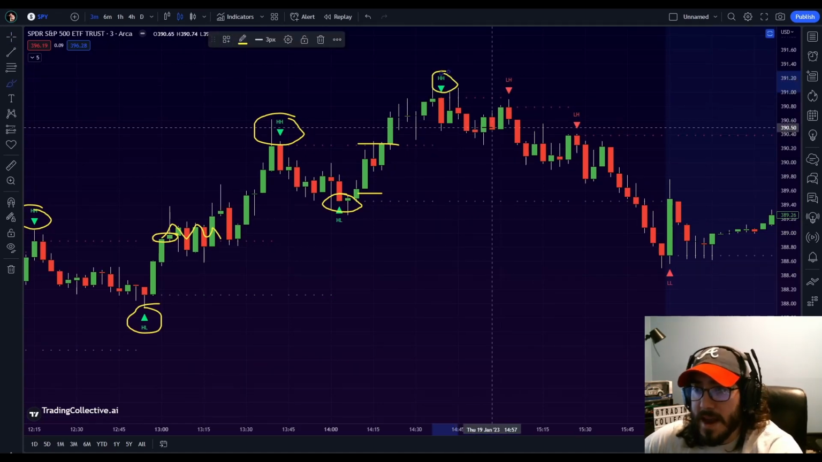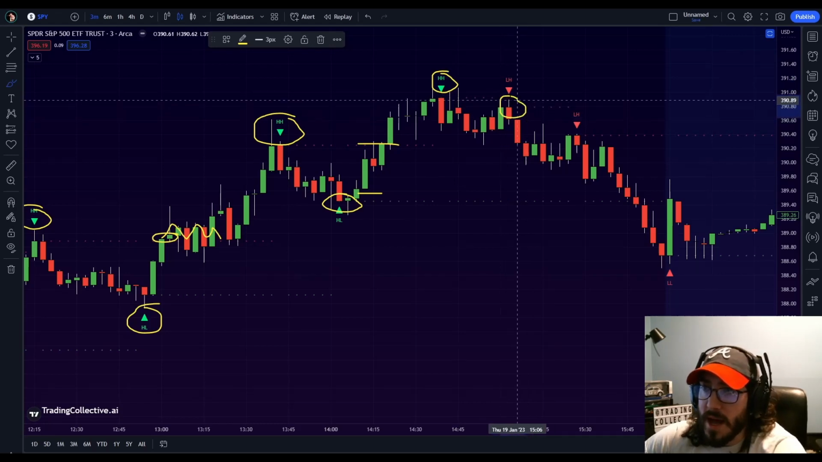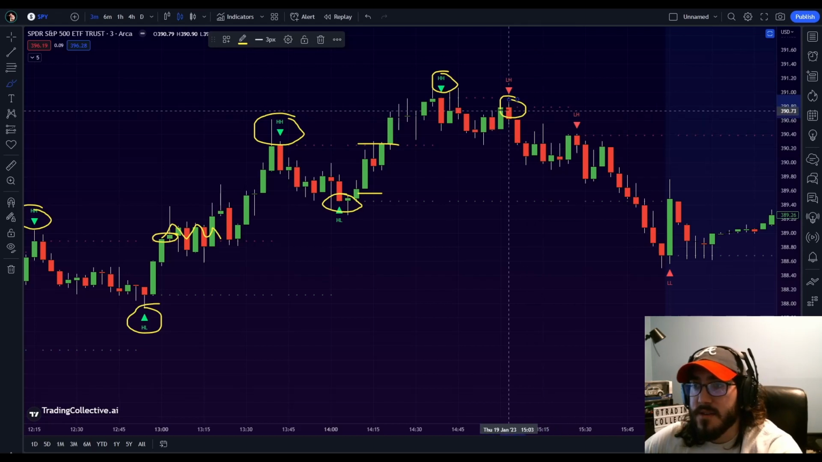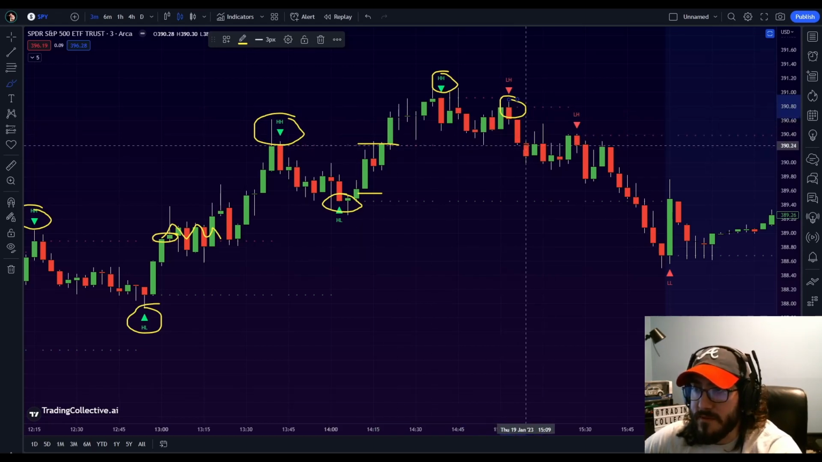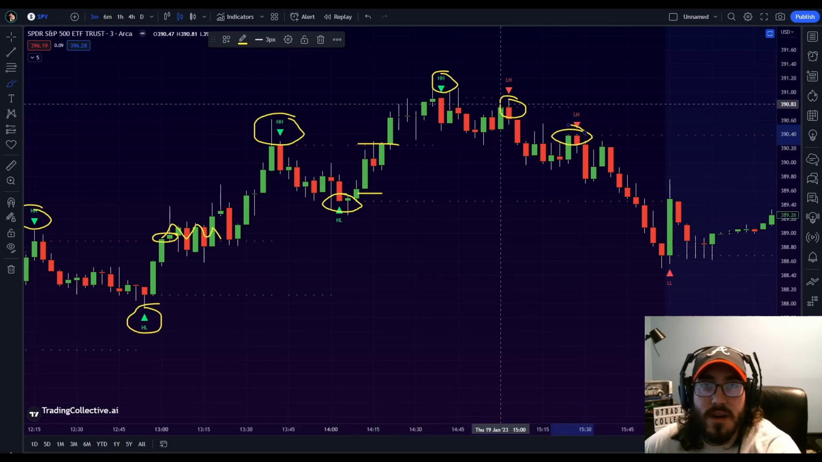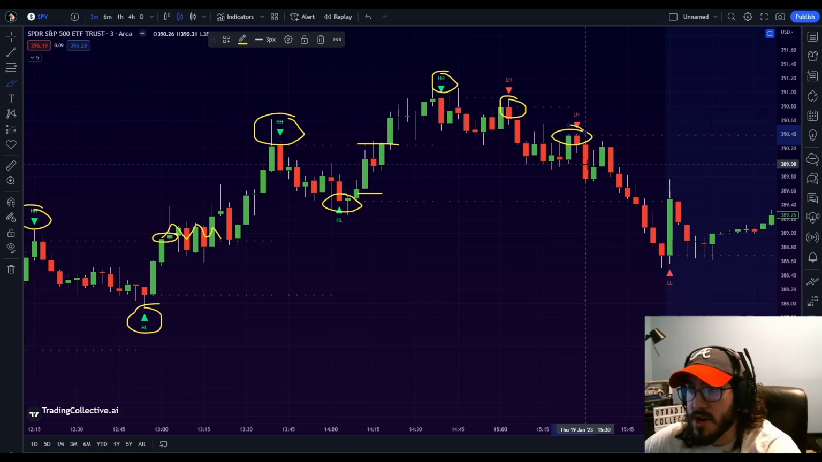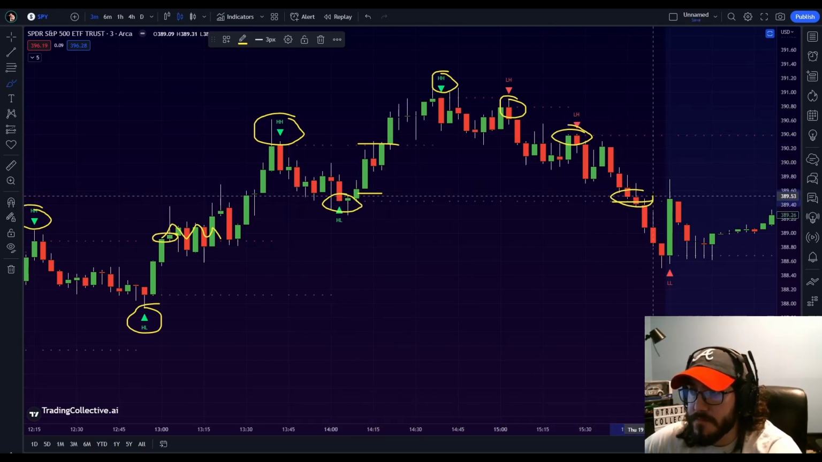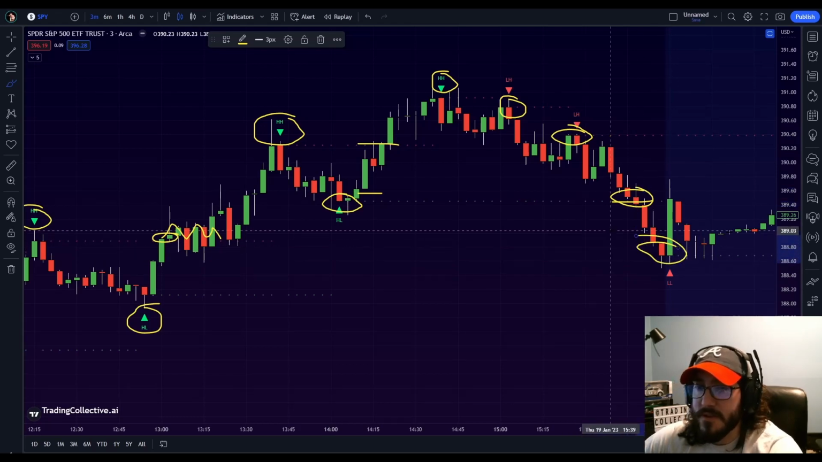We get a little pullback. Then we put in a lower high, meaning we're not able to make a new higher high. Then we break our most previous higher high. We get a lower high again. So it looks like we're starting to confirm a downtrend structure. Then we see a full break of that previous higher low here. And then the market closes just a few minutes after that.